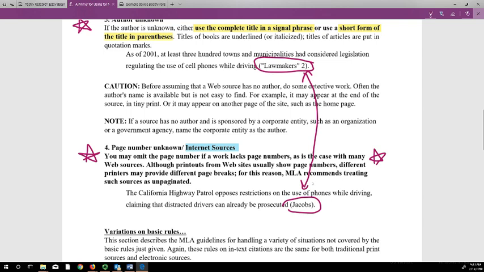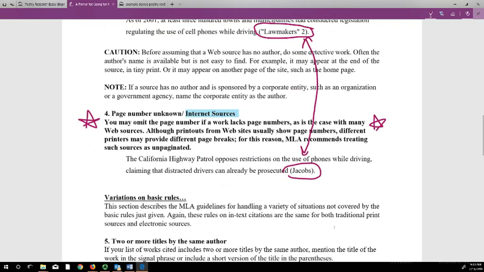Now, here's something cool. If we were to introduce the author in the signal phrase, then there's no citation at the end because there's no page numbers. This is why MLA is so cool. It's so simple, so easy to use.